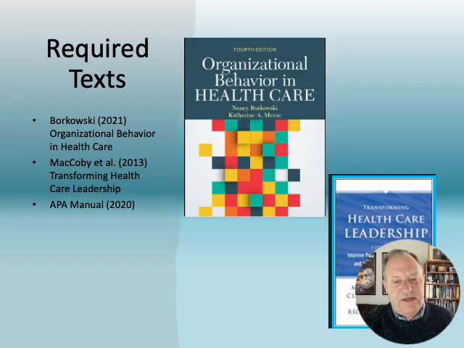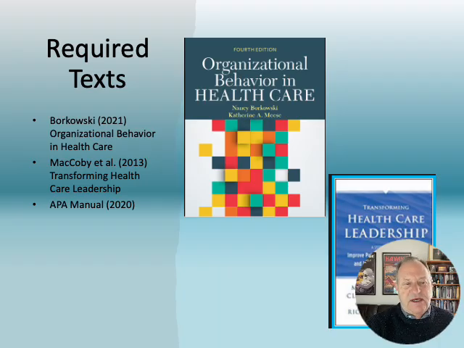These are the required texts. I have been using Organizational Behavior in Healthcare by Borkowski and Meese since I started this course 5 years ago. I like the text because it is very application-oriented, but has sufficient depth to be used in a graduate course. It covers major and contemporary theories, but it's not so academically theory rich that it's hard to read.